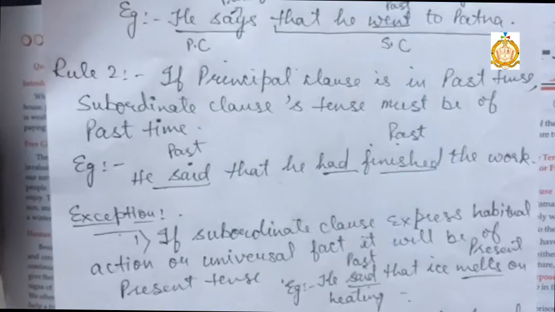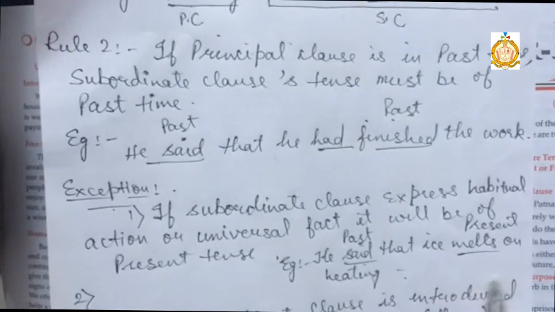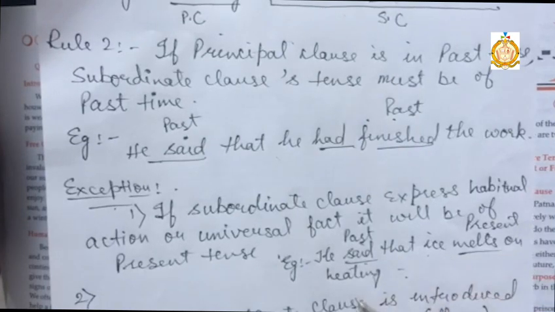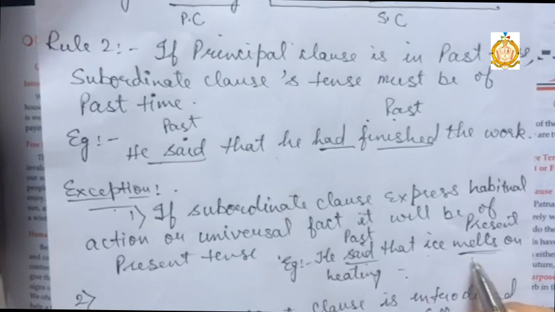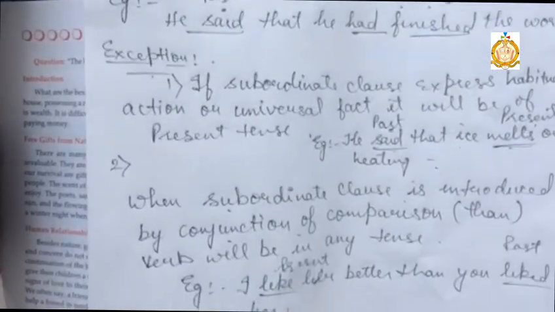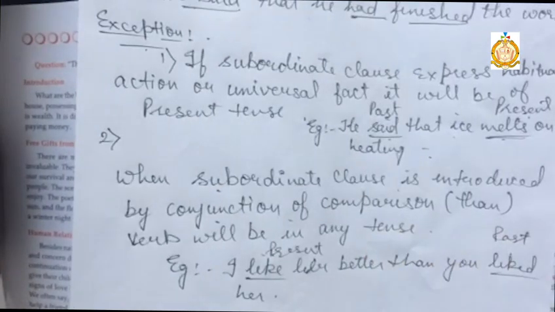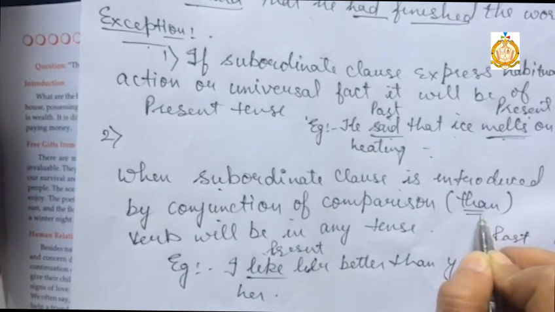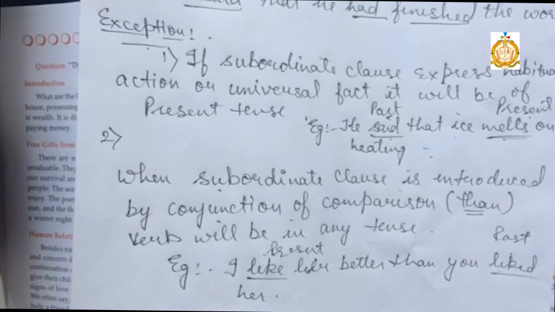See the example. He said that ice melts on heating. Now this very phenomenon, ice melts on heating, is a universal truth. We can't change it. So its tense is present tense. Then the second exception is when the subordinate clause is introduced by a conjunction of comparison, that means it is introduced by the word 'than'. Then the verb can be in any tense according to the sense of the sentence.